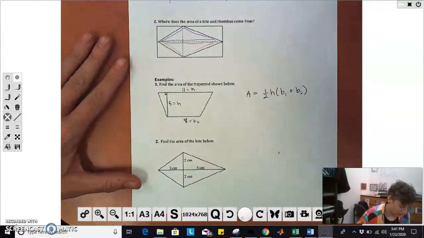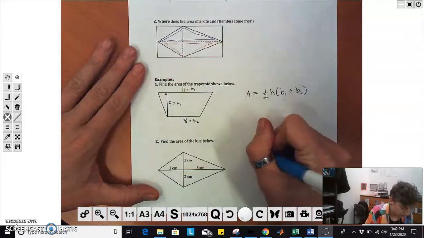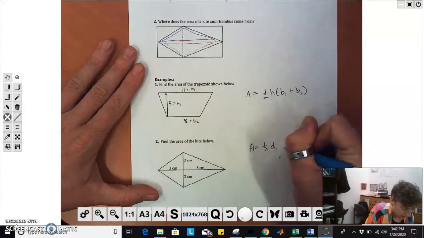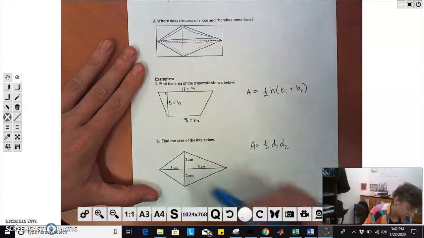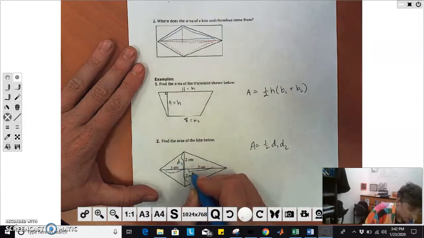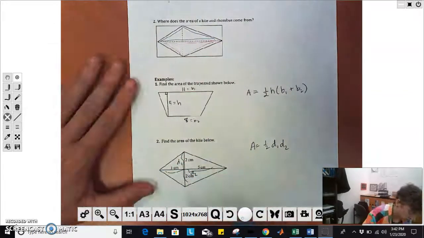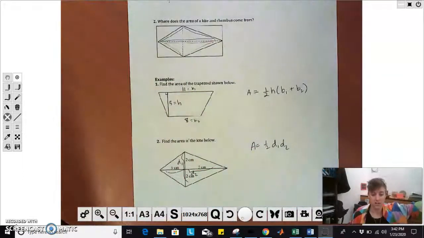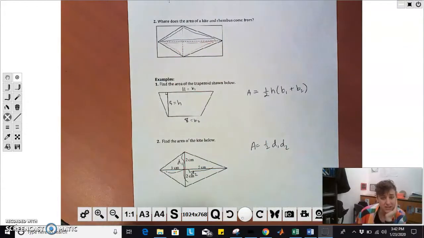Good. Area of this kite, we just said the area of the kite is 1/2 the product of the diagonals. Let's call this guy D1, this guy D2. So D1 is 4, D2 is 8. Find your area and show me next time you come to class.